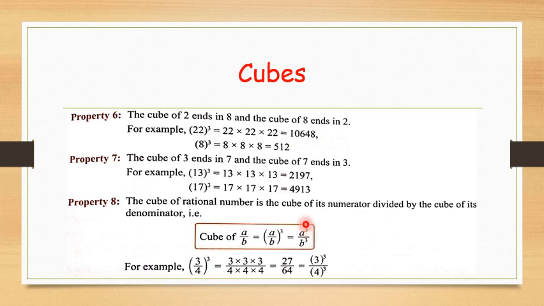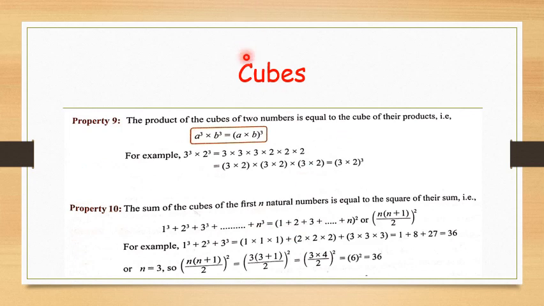Suppose, for example, 3 by 4 is there, and we have to find the cube of 3 by 4. So what do we have to do? We have to find the cube of 3 and the cube of 4. Since the cube of 3 is 27 and the cube of 4 is 64, the cube of 3 by 4 is 27 upon 64. That is, cube of 3 upon cube of 4. Okay.